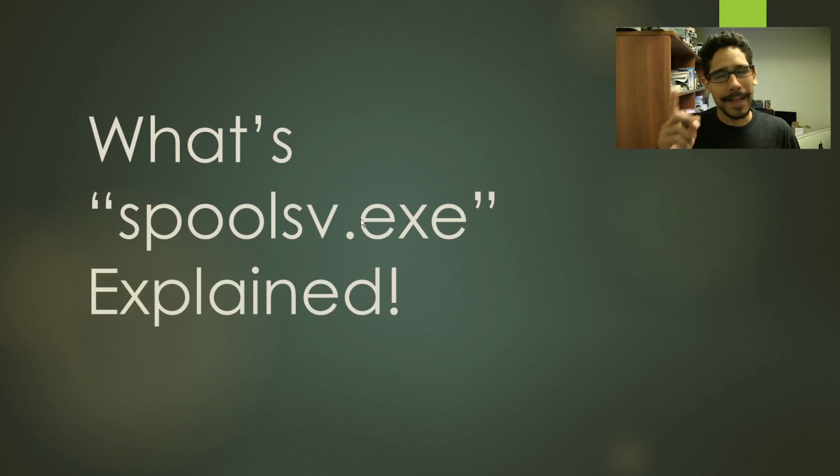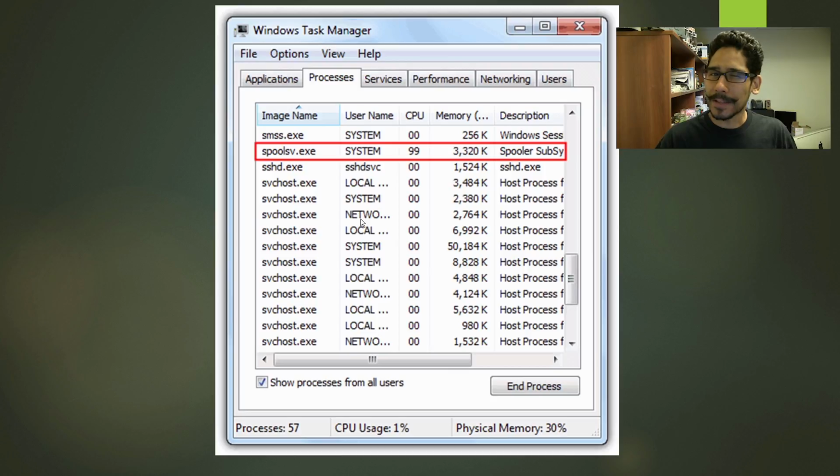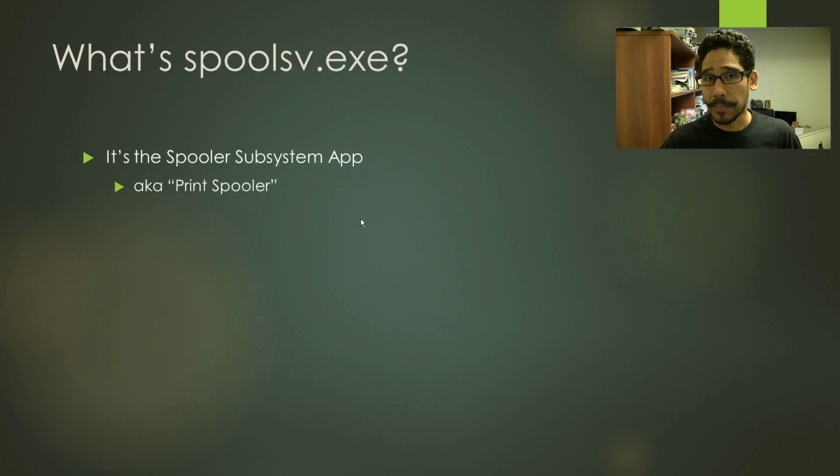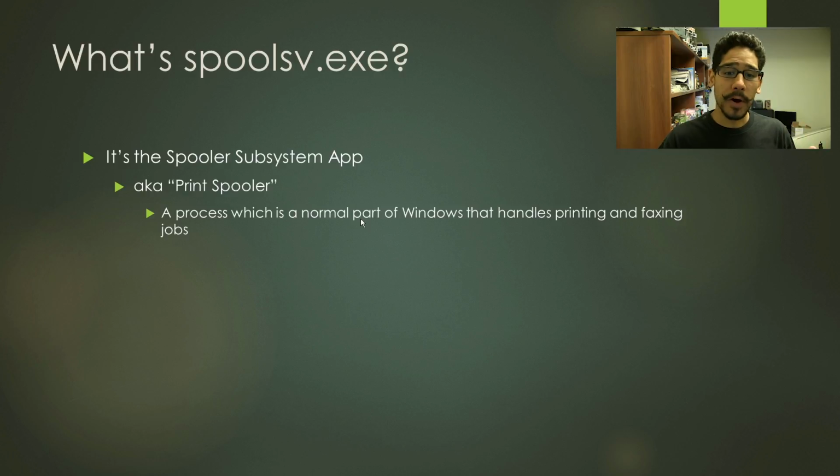What's spoolsv.exe? Explain in less than 5 minutes. So let's get started. Basically, spoolsv.exe is this little guy right here that's constantly running behind the scenes within your Windows operating system. So what is it? It's the Spooler subsystem application, aka the Print Spooler. It's a process which is a normal part of Windows that handles printing and faxing jobs.